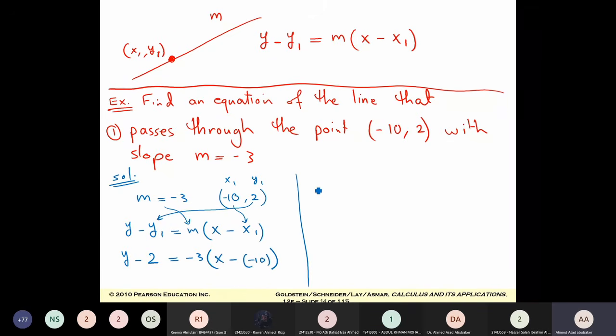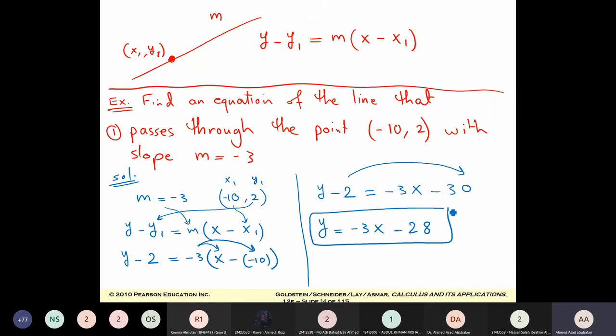So now we have y minus 2 equals, multiplying negative 3 with x, negative 3x. Then negative 3 multiplied by 10, because minus negative 10 is positive 10, multiplied by negative 3 gives negative 30. Now, the last step, move the negative 2 to the other side. So we have negative 3x minus 30 plus 2, so we have negative 28. This is the equation of the line. Good.